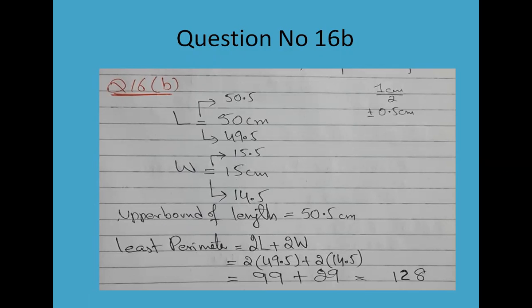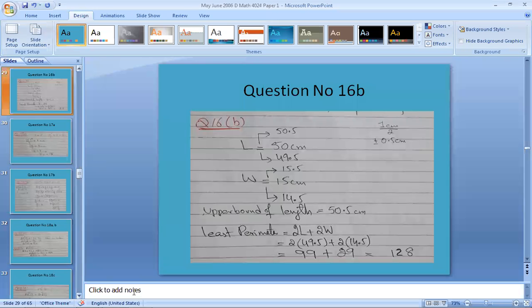Then their question is the least perimeter. So you know this is a rectangle, so the perimeter is 2 length plus 2 width. Because you want the least value of the perimeter, I will put the least possible value of the length and the least possible value of the width. So you will have 2 into 49.5 plus 2 into 14.5. So you will get 99 plus 29, and that will be 128. So the least possible perimeter will be 128. That's question number 16.